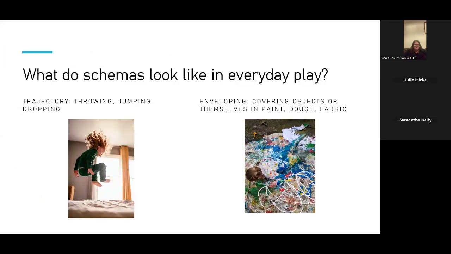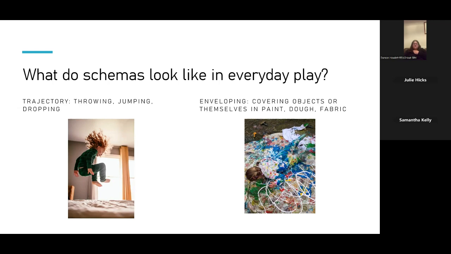Hooray. So let's have a look. What might schemas look like in everyday play? Trajectory just basically means what happens when something is going through the air, doesn't it? So this can be throwing things, rolling things, jumping, dropping things, as we were just saying. And it's not just things themselves as well.